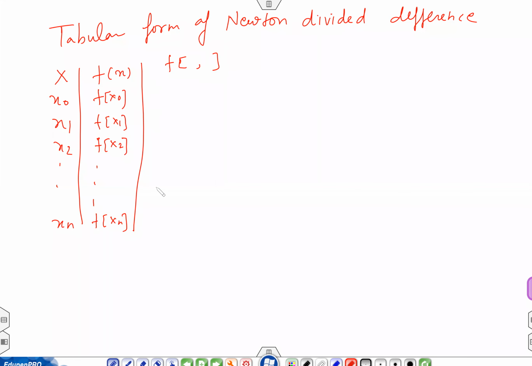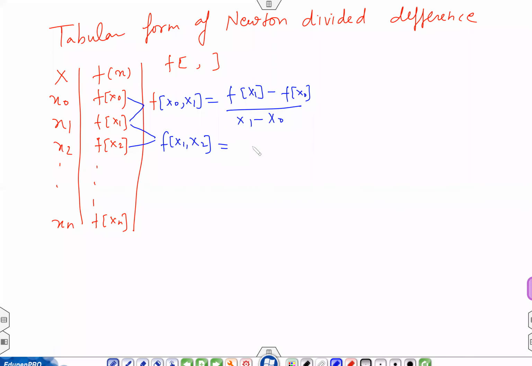So what is the procedure? I told you the first order divided difference. We will use these 2 points. We can write it as f of x0, x1, that is equal to f of x1 minus f of x0 upon x1 minus x0. So by using these 2 terms, we are getting f of x0, x1. Similarly, you can use these 2 terms and get f of x1, x2, which is f of x2 minus f of x1 upon x2 minus x1. Similarly, all these values can be computed.